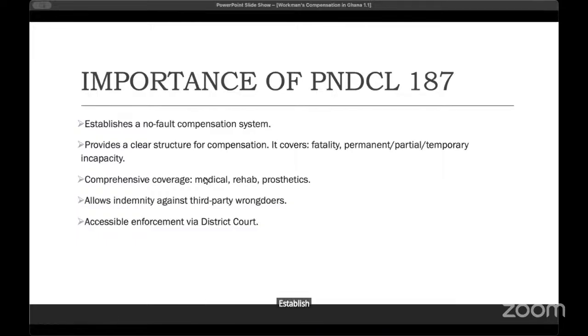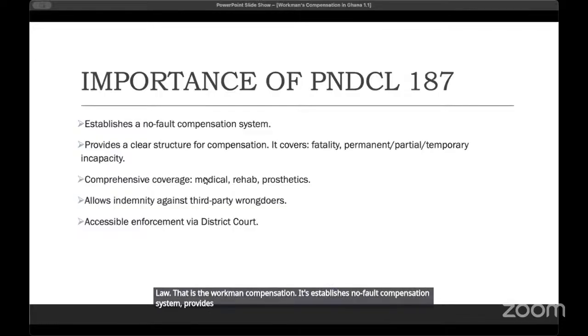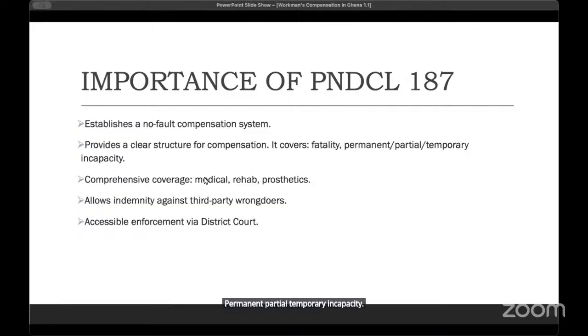This establishes the importance of this law, that is the Workman Compensation Act. It establishes a no-fault compensation system and provides a clear structure for compensation. It covers fatality, permanent, partial, and temporary incapacity. Comprehensive coverage: medical, rehab, prosthetics, everything is allowed to go under this law. It allows indemnity against third-party wrongdoers, and is accessible and enforceable via district courts.